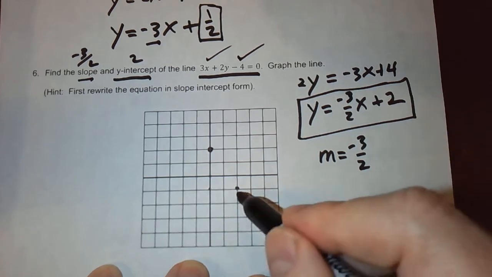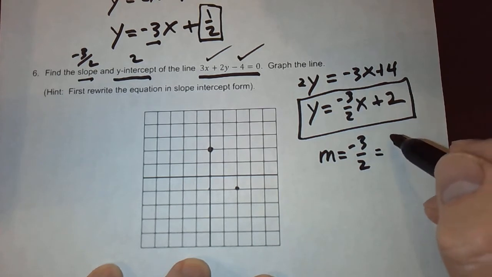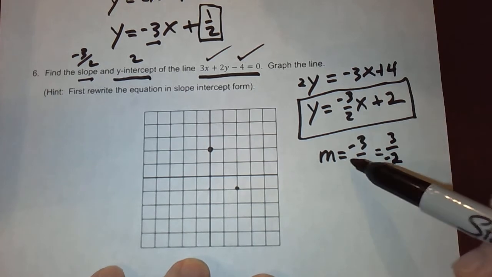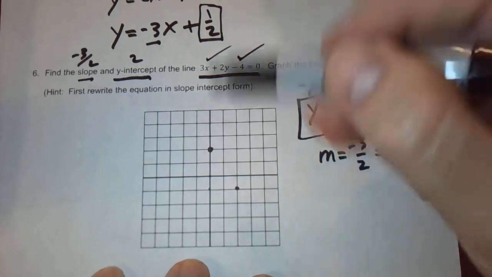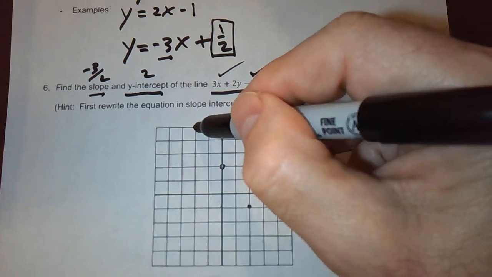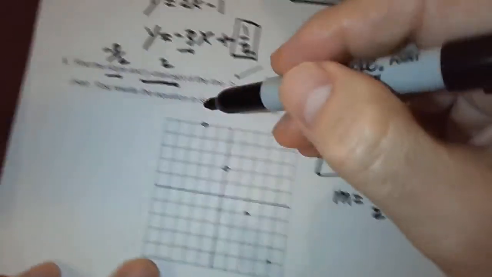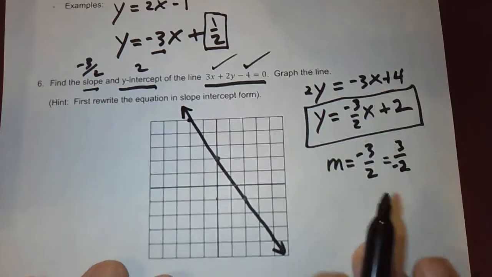Well, if I wanted to get a third point, which I don't need, notice that this is also equal to 3 over -2. And for a negative fraction, you can put the negative sign out in front, or on the numerator or the denominator. Normally we put it on the numerator, but these two numbers are equal. So I could go up 3 to the left 2. So from this point, go up 3 to the left 2. And I could continue. From this one, I could go down 3 to the right 2, and so on. So here we have the graph of the line.